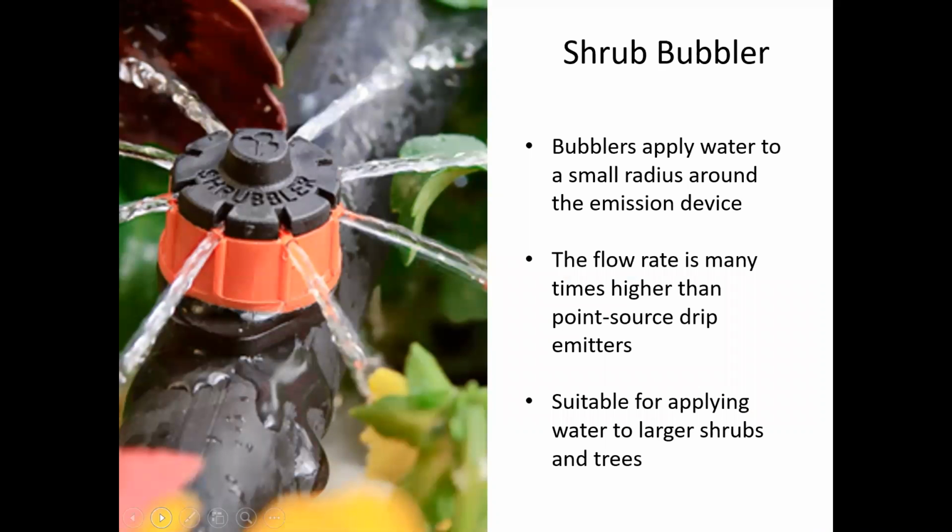So the first type of drip irrigation that you could see in your landscaping are bubblers, which apply water at a high rate to a small radius. So imagine like a fruit tree or large shrubs, trees. This is a preferred type of drip irrigation for that because of the high flow rate and larger amounts of water that are coming out of that shrub bubbler.